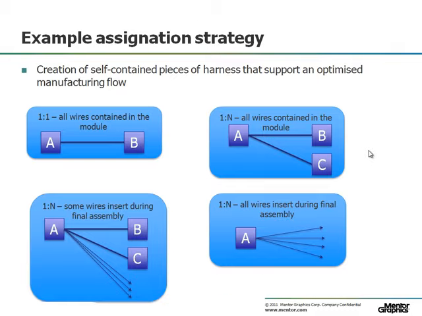Let's take a look at an example assignation strategy. A typical methodology is to try and identify modules whereby all the wires can be directly inserted into the connector housings, reducing loose wire ends, and ideally find modules with wiring just going one-to-one between two connectors. After that, 1 to n modules would be preferable, and after that we would try to minimize the number of loose wires where wiring would need to be inserted into the connectors at a later final assembly stage.